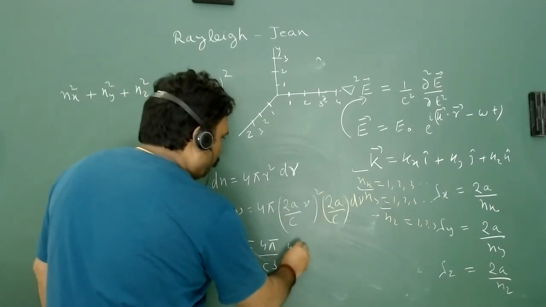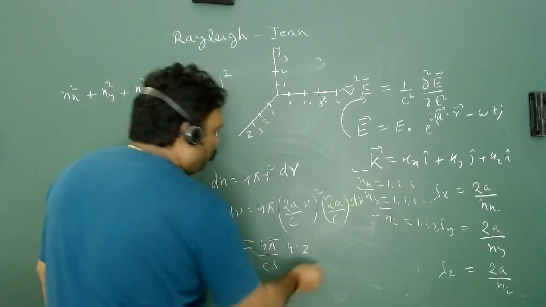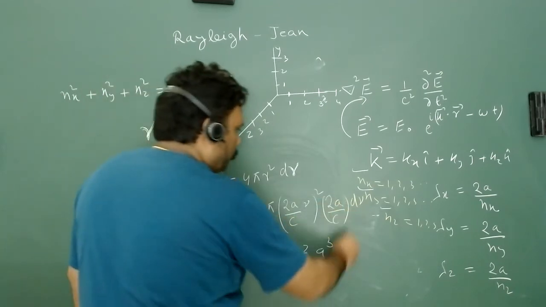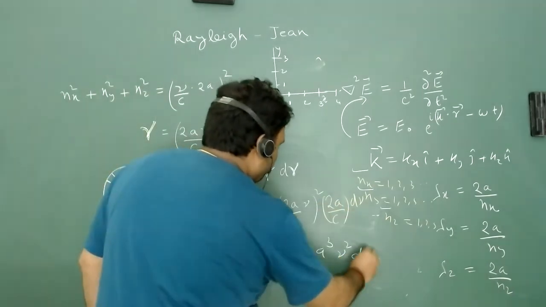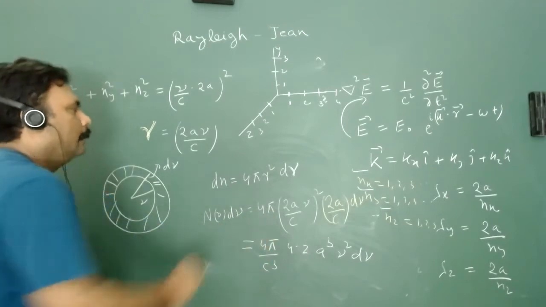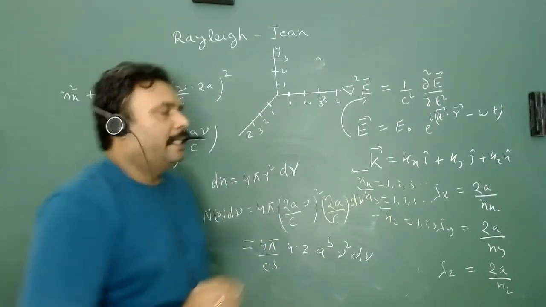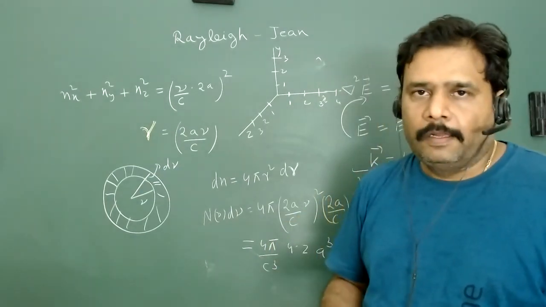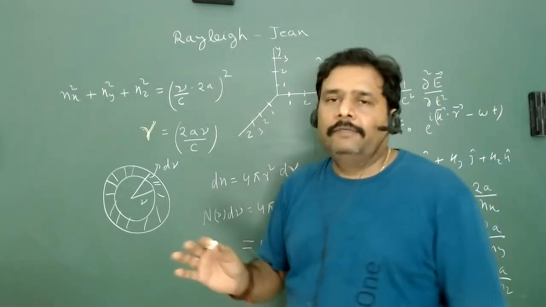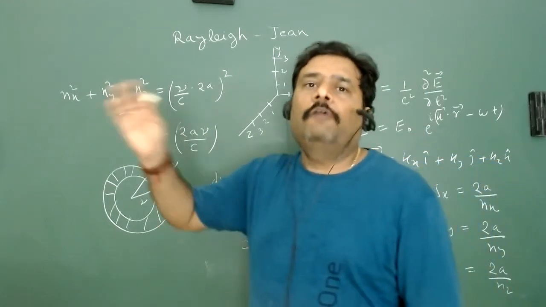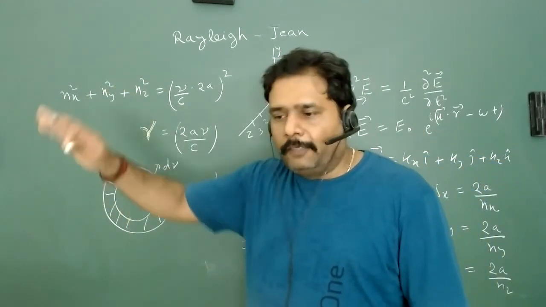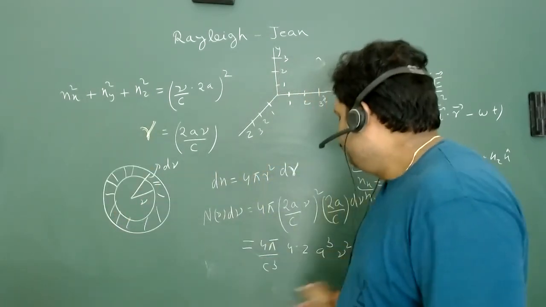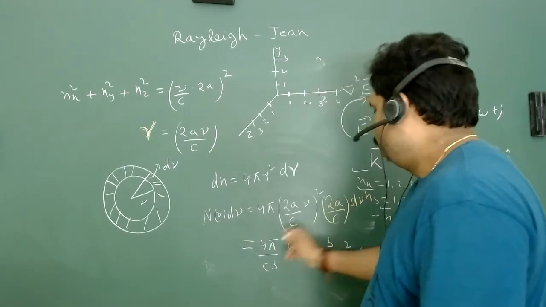So that is 4, and 2 here is 2, and there is a cube, and we have nu square d nu. So this is the thing. But the trick is that nx, ny, nz are always positive. So if they are always positive, we are just talking about only one quadrant. So if we are talking about only one quadrant, it means the volume is just 1 by 8 of all this thing. So volume is just 1 by 8.